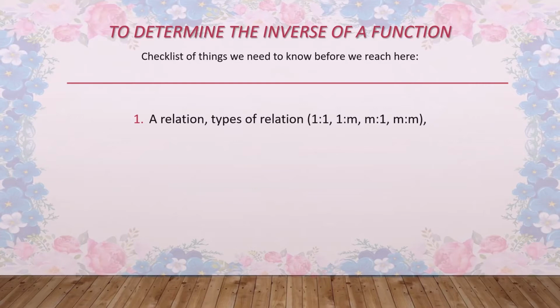The second thing we need to understand is mapping diagrams. That is creating a visual of the relation. What is your domain and what is your range? Or, as the case may be, your codomain or range.